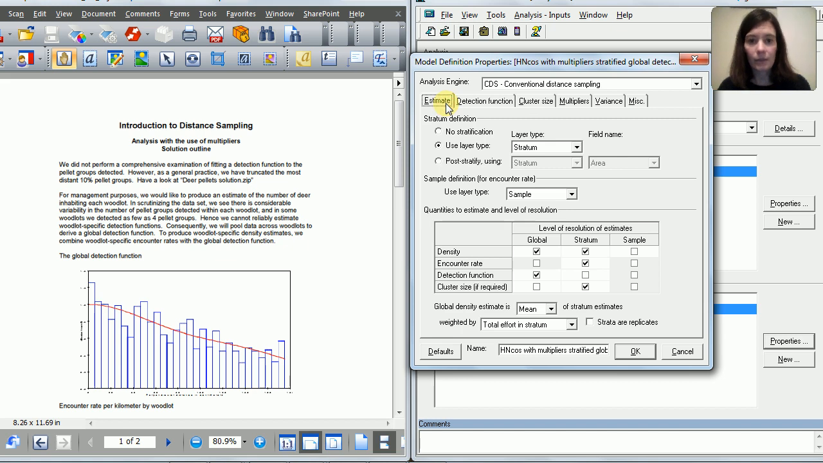We've left it on the default with an automated selection. If I go back to the estimates in the model definition properties, you can see that we've asked for density both at the global level and the per stratum level as requested in the instructions. The encounter rate has been estimated on a per stratum basis only. We've used a global detection function in this case. And then notice that the global density estimate we've asked for is the mean of the stratum estimates weighted by the total effort in each of the strata.